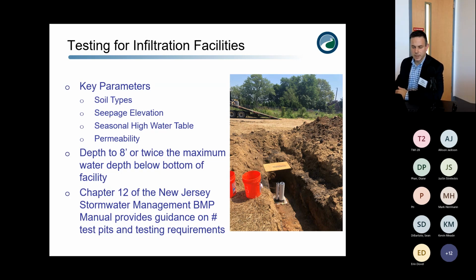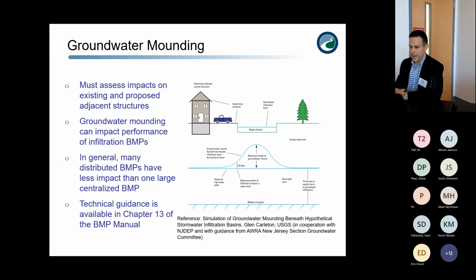You're looking at soil types, where you're seeing seasonal high water table, what the permeability of the subsoils are to know if you should design your system with an underdrain, for example. So that's a really important component of the design of these facilities. Also looking at groundwater mounding, we have to assess the impacts on the existing and proposed adjacent structures. So when you're trying to infiltrate a whole lot of water in one spot, we have to look at how that will impact the surrounding systems and how it will impact the performance of the BMP itself. In general, using a bunch of distributed BMPs instead of one centralized basin will have less of an impact. And there's guidance here in chapter 13 of the BMP manual.